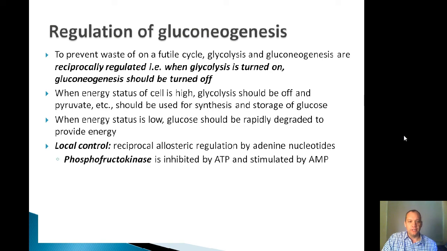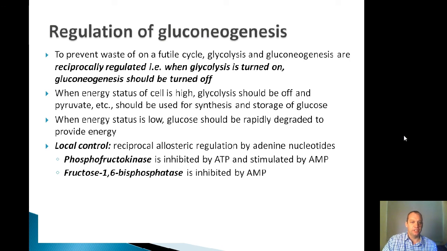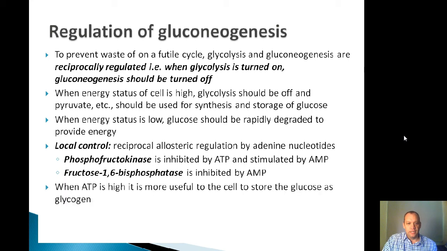But looking first at local control, the phosphofructokinase enzyme of glycolysis is inhibited by ATP and stimulated by AMP, as we've mentioned before. And the fructose 1,6-bisphosphatase reaction, which is the bypass of that PFK reaction in gluconeogenesis, is conversely inhibited by AMP. Now, when ATP is high, and that means the cellular energy level is high, the cell should store its energy as glucose, and that is why ATP inhibits phosphofructokinase and thereby inhibits the glycolysis reaction.